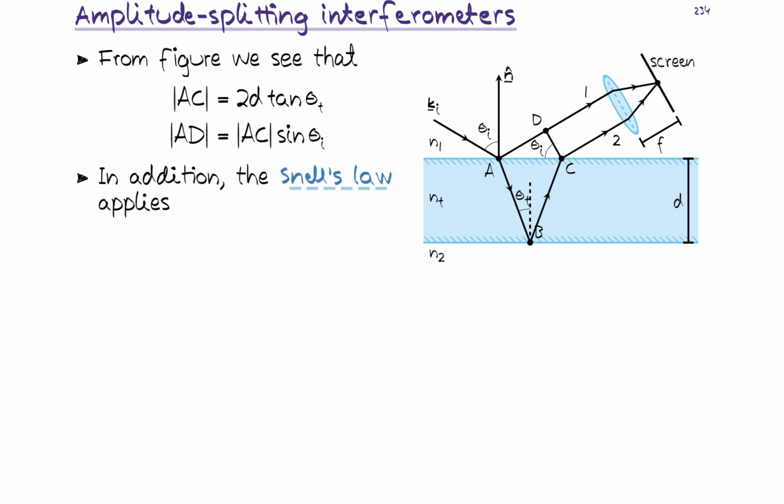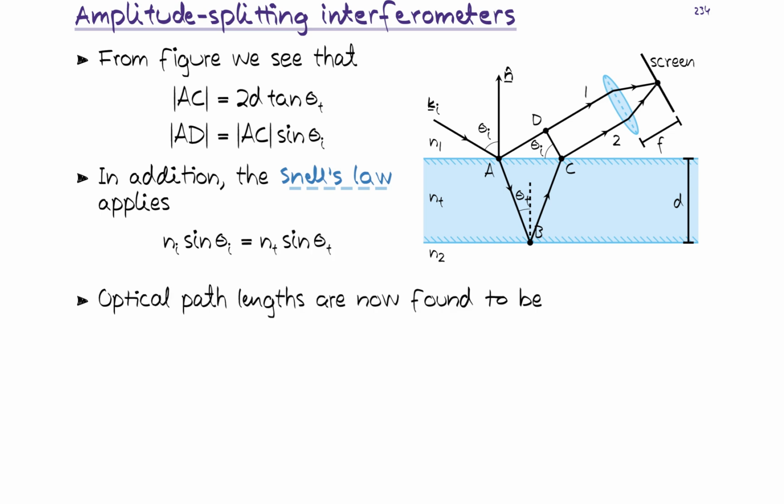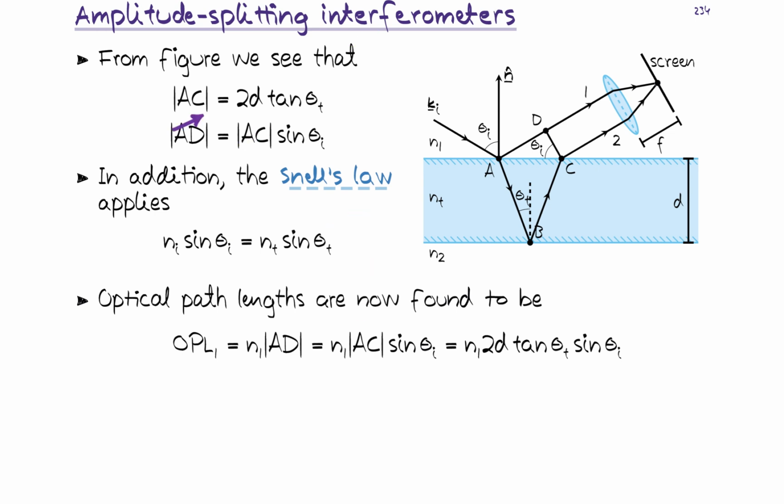of course, Snell's law still applies, as usually is the case in optics, so that n_i times sine of theta_i is equal to n_t times sine of theta_t, and now we can simplify things, so that the optical path lengths are now found to be that OPL1 is n1, the refractive index in that medium, usually air, times the AD length, and this is equal to n1 times AC times sine of theta_i. And now this is actually n1 times 2d tangent of theta_t times sine of theta_i. Sorry, we did not use Snell's law here. So we're just using this one here.